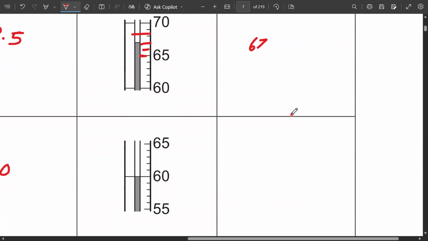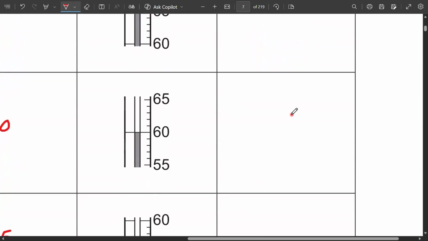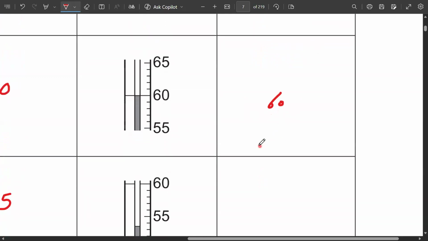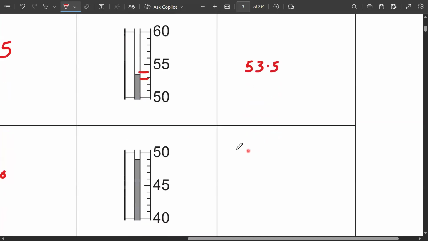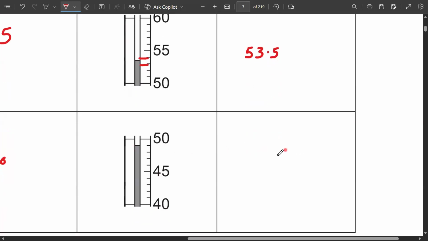Okay, then next is this one. It is clearly seen 60. Then next one. So it is in between 53 and 54. This is 53, this is 54. So it will be 53.5. And next one, 49.